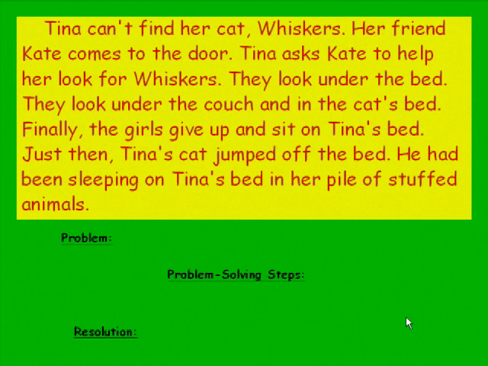Okay, let's see how you did. The problem or the conflict in this story is that Tina can't find her cat. The problem-solving steps: 1. Tina asks Kate to help her look for Whiskers. And 2. The girls look all over for Whiskers. The resolution: the problem is solved when Whiskers jumps off the bed after sleeping under the pile of stuffed animals in Tina's bed. Very good. Those are the correct story elements for conflict and resolution.